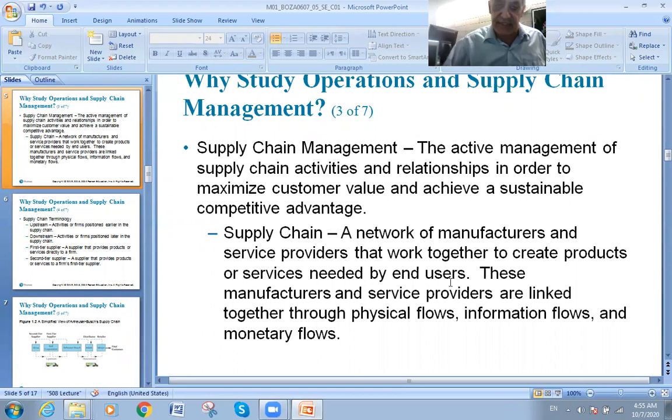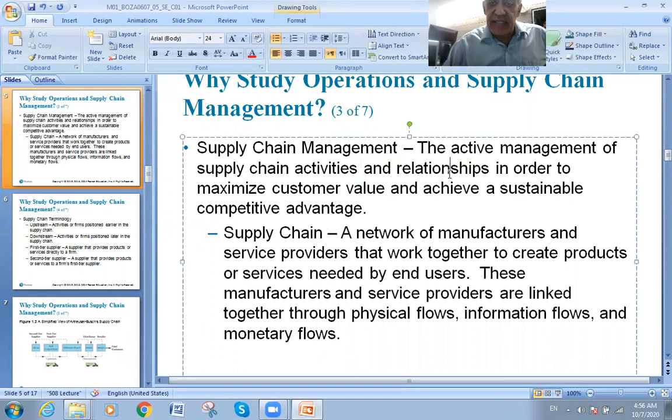Still we are trying to find out why we are studying operations and supply chain management. What is the reason for this? The active management of supply chain activities and relationships in order to maximize customer value, like I told you, and achieve sustainable competitive advantage. Competitive advantage means that you are not working alone in the market. Like you saw me when I was teaching economics, I told you, you are not alone here.